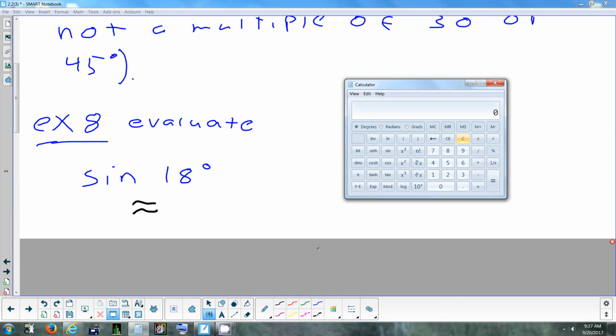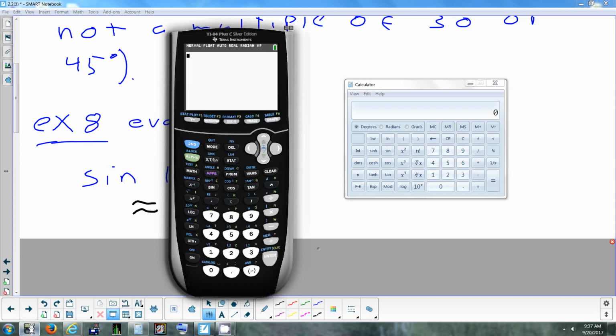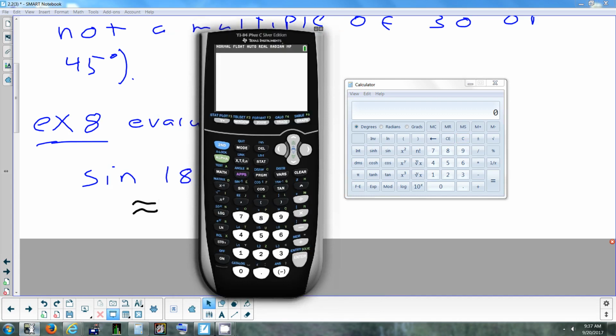Can someone read to me what that says? What is that problem if you read it out? Yes. Sine of 18 degrees. Yes. So the last word that you said is very important. Sine of 18 degrees. So if I'm using my calculator, the first thing I want to do is make sure that it's in degrees.